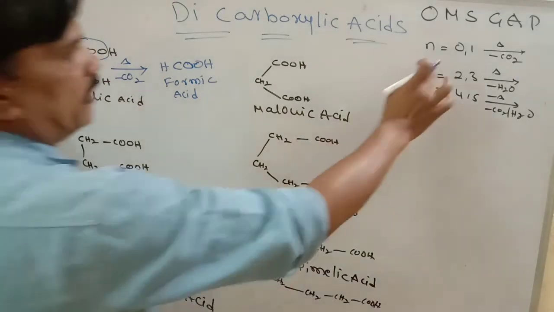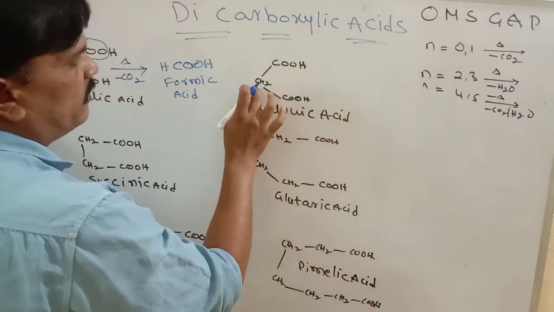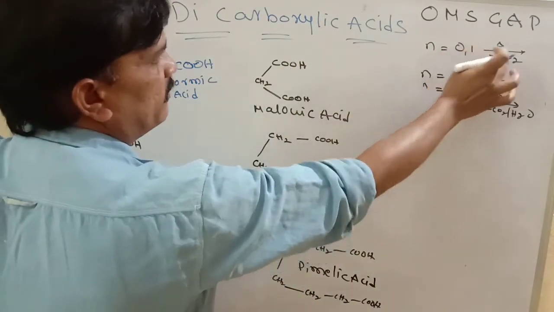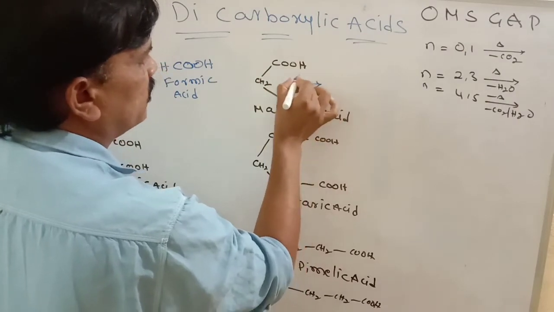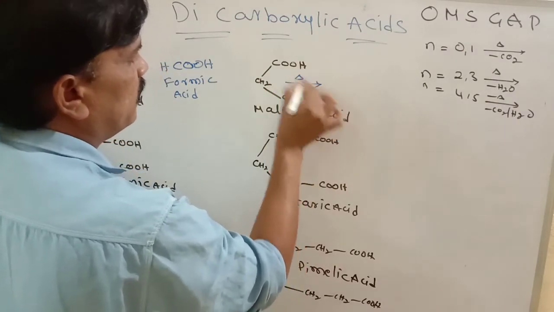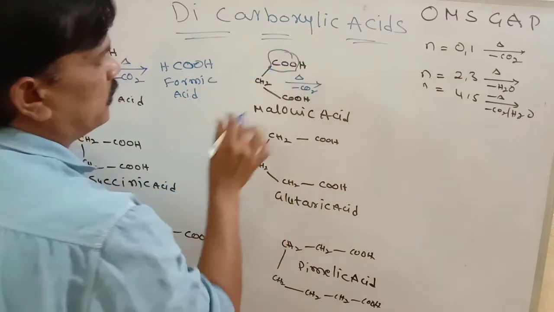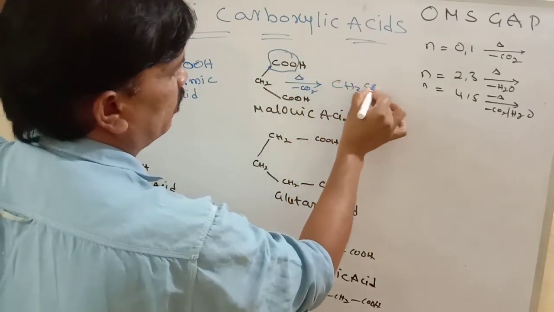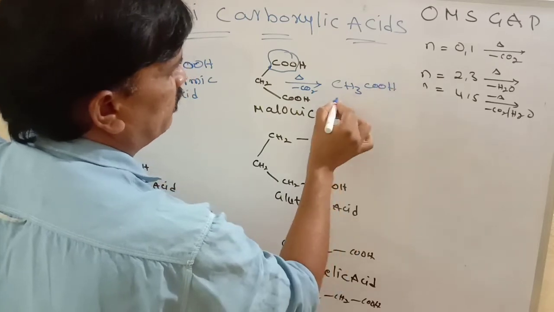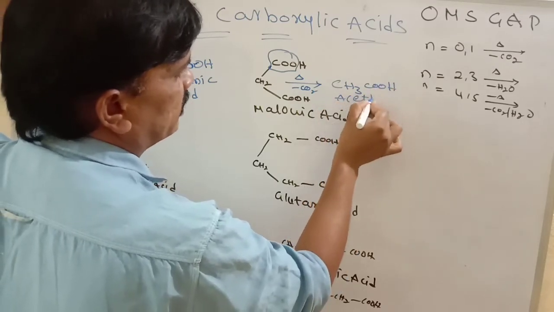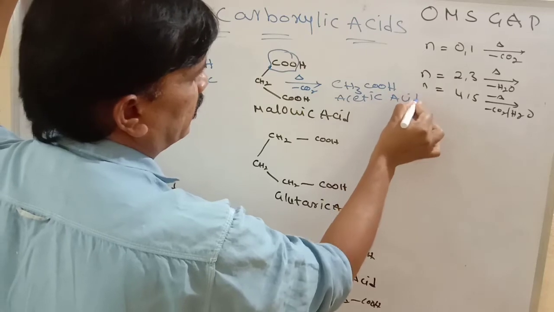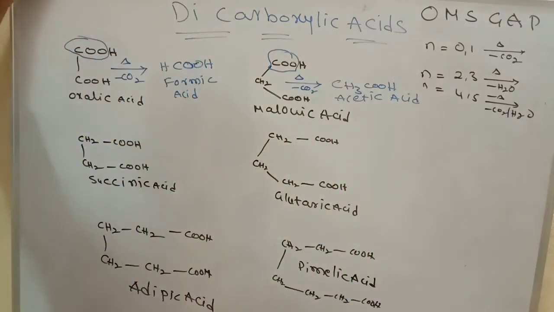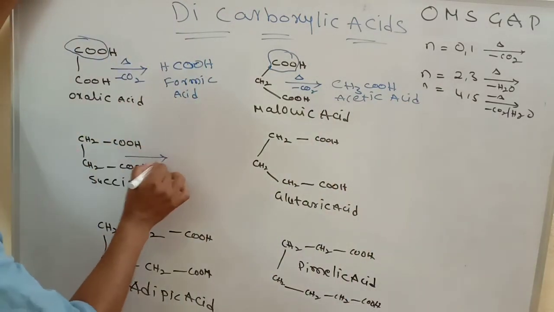Next, in between the COOH groups, how many carbons are there? 1 carbon is there. 1 carbon means in the heating effect we have to eliminate CO2 only. Just remove this CO2. So we get CH3COOH, which is acetic acid.